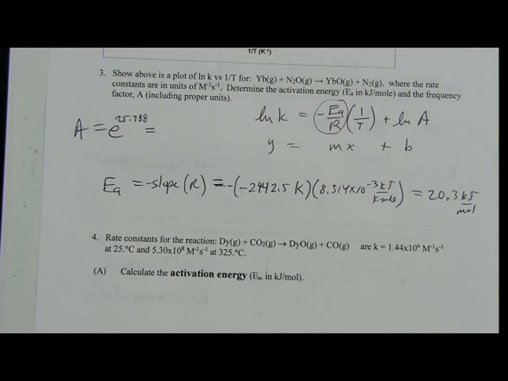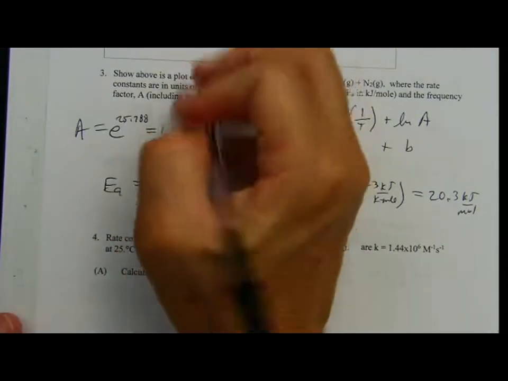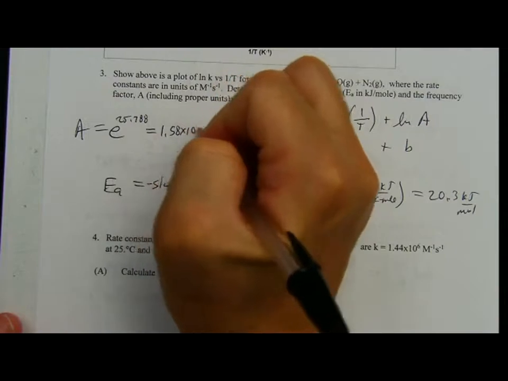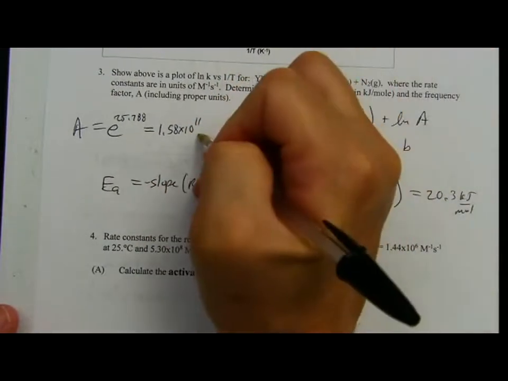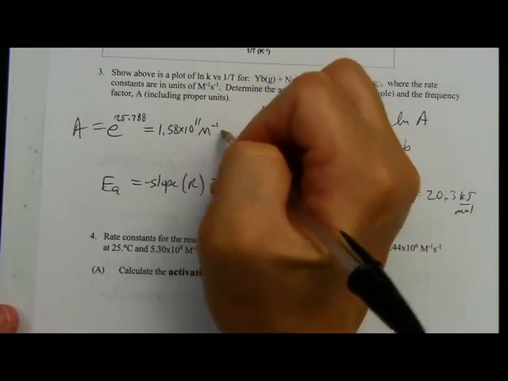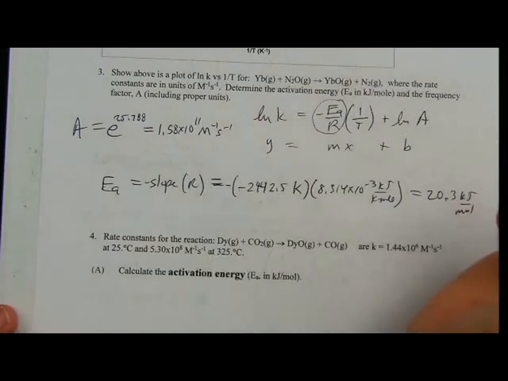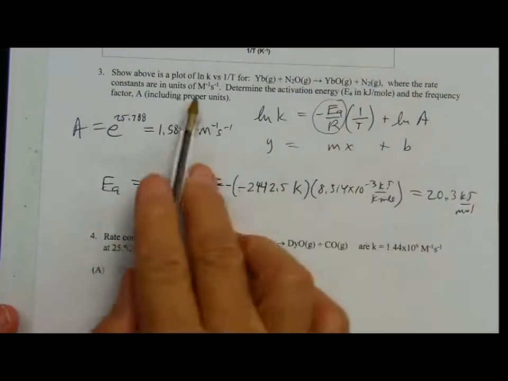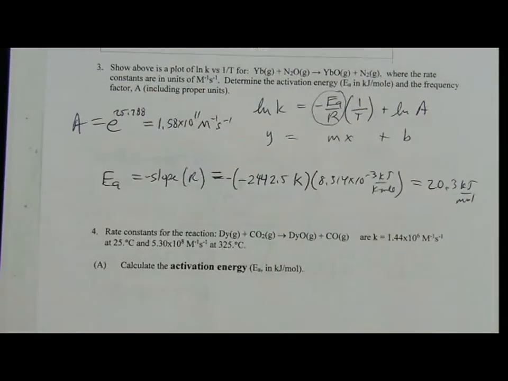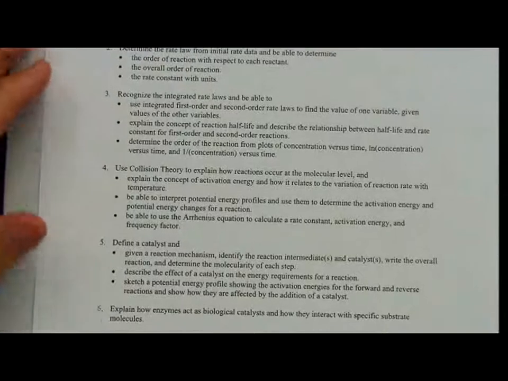That's a big number. Well, yeah, that's not unusual for these type of chemical reactions. 1.58 E11. 1.58 times 10 to the 11th. Okay. So units of molar to the minus 1, seconds to the minus 1. It says in units of molar to the minus 1 seconds to the minus 1. All right. So make sure we've covered everything we need to.